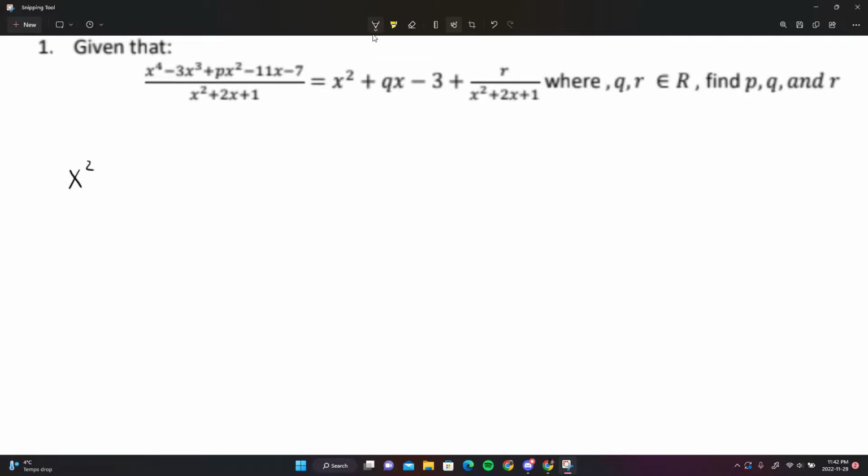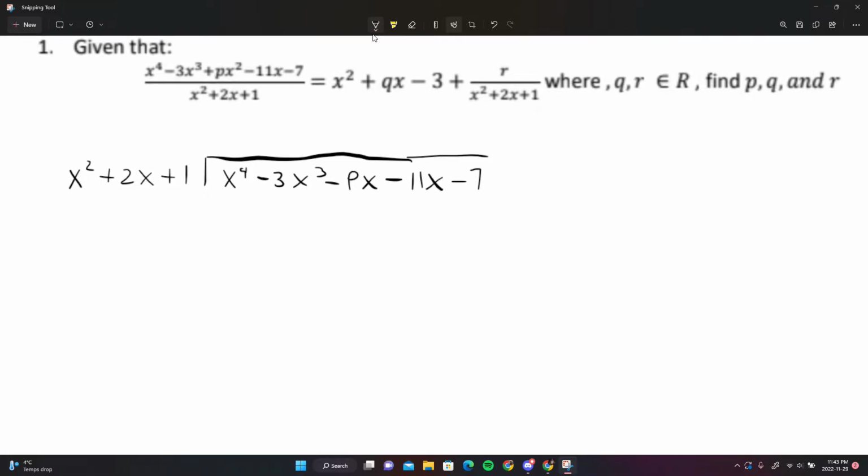So what you're going to want to do is first start off with long division. So x squared plus 2x plus 1 goes outside of your bracket. And then on the inside of your bracket, you put in x to the 4 minus 3x to the 3 minus px minus 11x minus 7.